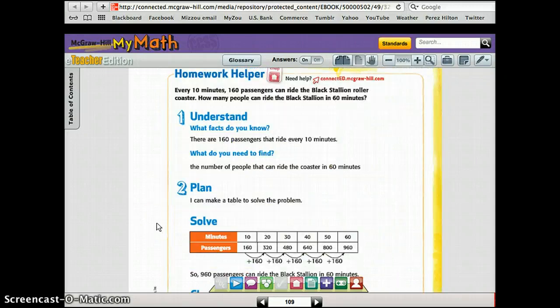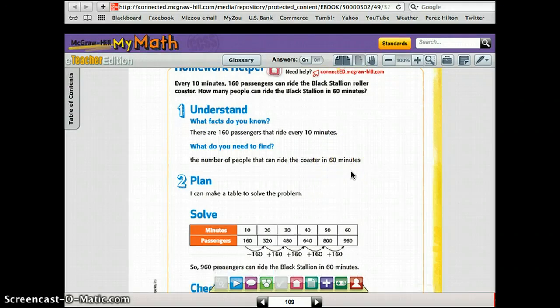There's another example for you on page 109. In this problem, it's talking about every 10 minutes, 160 passengers can ride this Blackstone roller coaster. So how many people can ride it in 60 minutes? First thing, what do we know and what do we need to find out? Well, we know 160 ride every 10 minutes, and we need to find out the number of people that can ride it in 60 minutes. So we can make a table to figure this out.